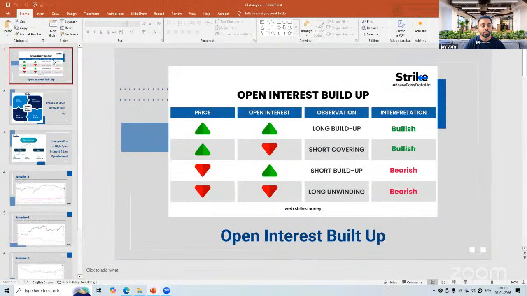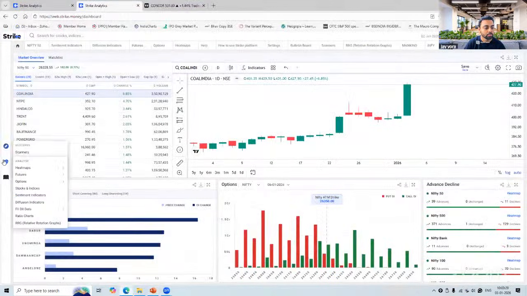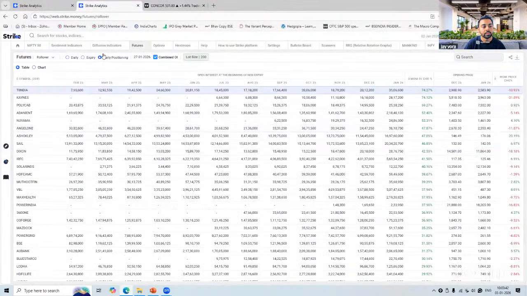Okay, let's get quickly started. I will not dwell very deep. Just to let you know, today we are doing a webinar on rollover. On Strike, you have to go to futures, then rollover, and within rollover there is a radio button of early positioning. Once you go over there, this is the screen that we are talking about.